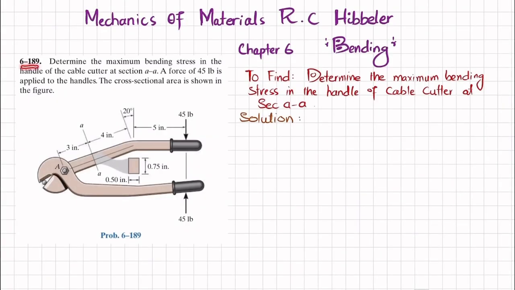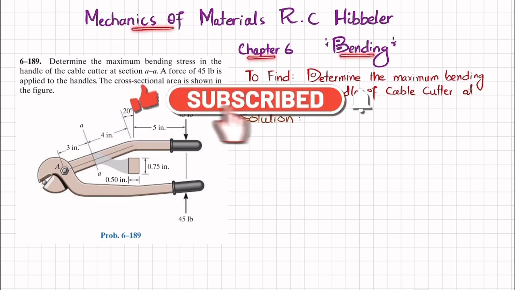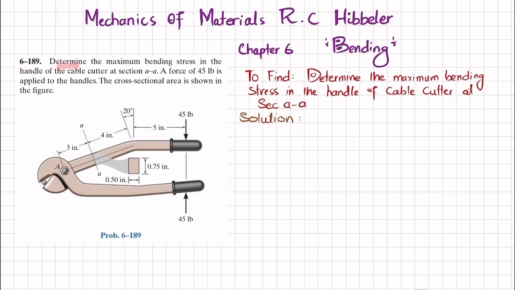Welcome back. Problem 6-189. This problem is taken from chapter number 6, that is bending, and the book is Mechanics of Materials by R.C. Hibbeler. The statement is: determine the maximum bending stress in the handle of the cable cutter at section AA. A force of 45 pounds is applied to the handle. The cross-sectional area is shown in the figure.